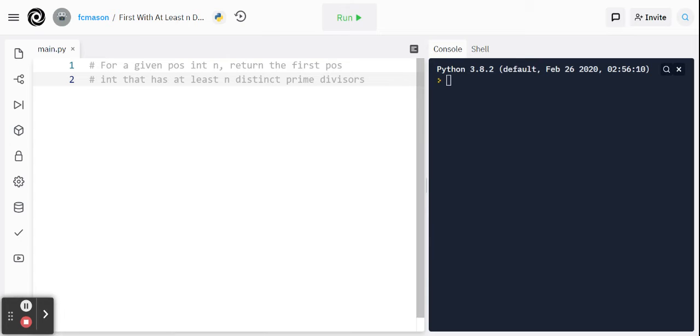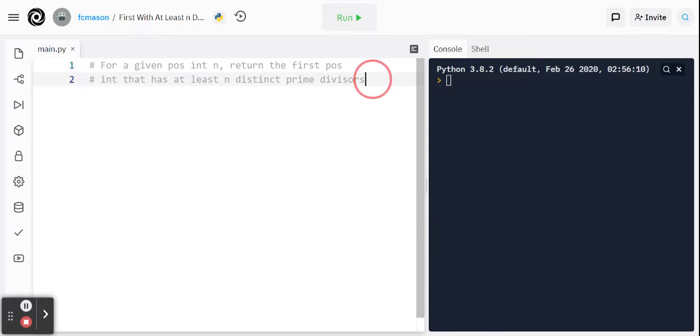All right, let's take on a more complex task. This will be the most significant, the most complex piece of code that we've written together. I've described the tasks that I wish to carry out in the comments on the program that otherwise I have not begun. It says this: for a given positive integer n, that'll of course be the input, return the first positive integer that has at least n distinct prime divisors.